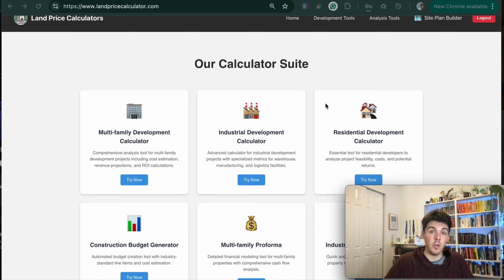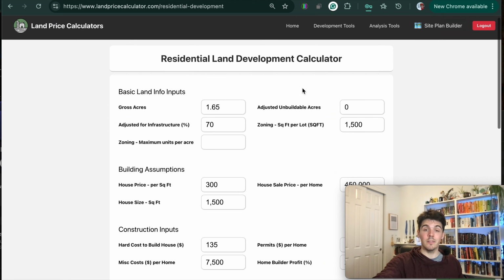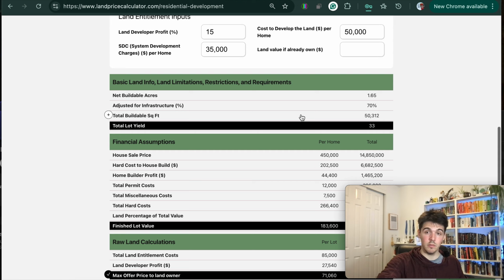In this video, we're going to go through the residential development calculator on landpricecalculator.com. If you're looking to buy some land to divide into multiple lots, this is the calculator that you need to use. This is what you see when you first open the page. We have our inputs up top and our outputs down below.